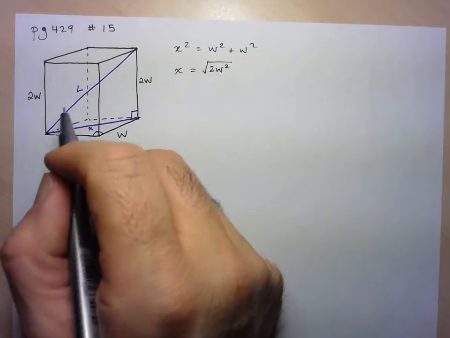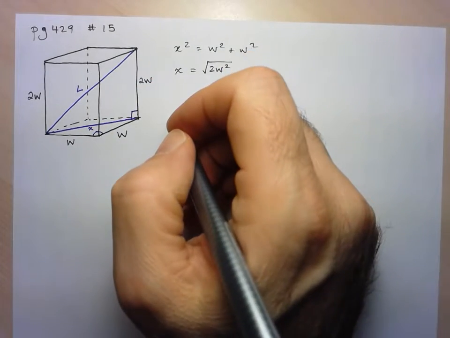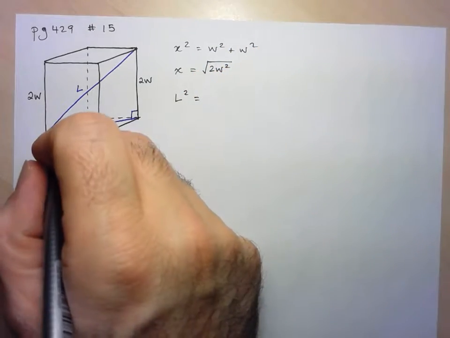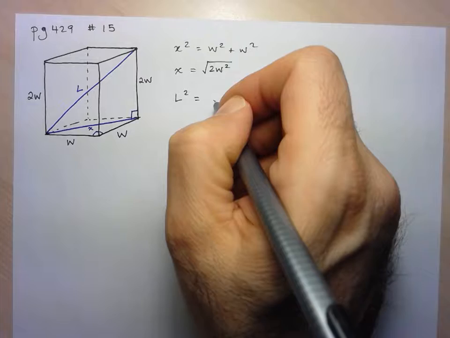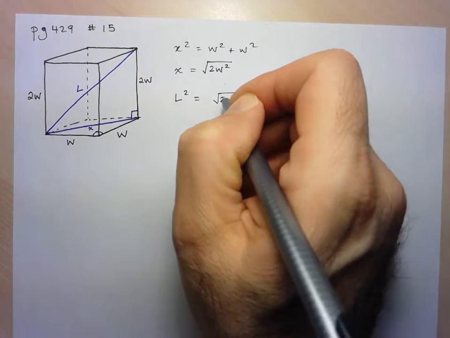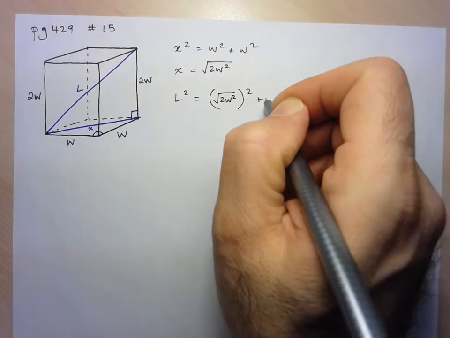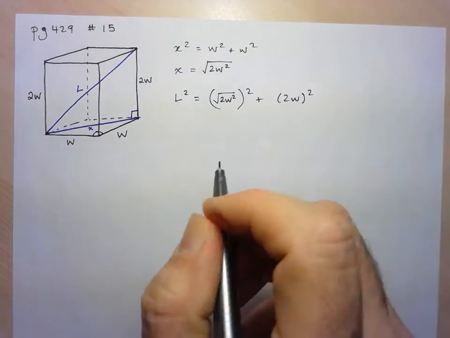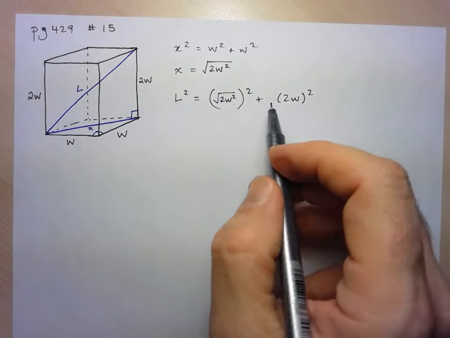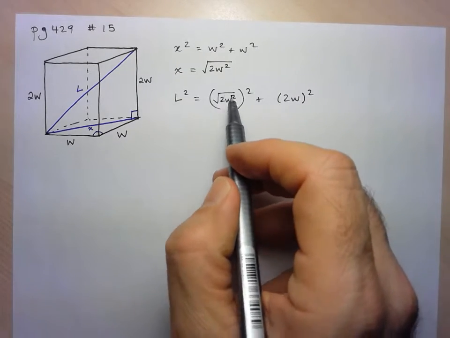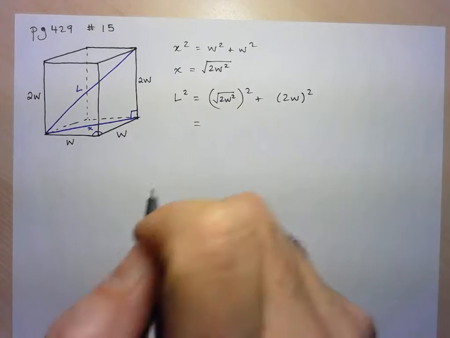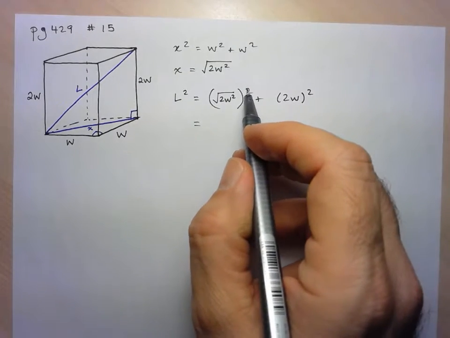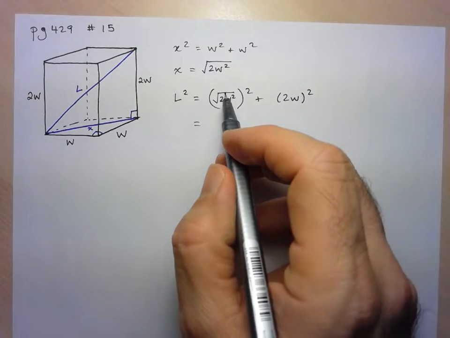Since L is the hypotenuse of that triangle, L squared is equal to this length squared, so the square root of 2w squared, all squared, plus this length squared, so 2w squared. Notice how it's important that I use brackets here to make sure that I'm squaring the whole side. When I square a square root, these are opposite operations to each other, so they annihilate each other.